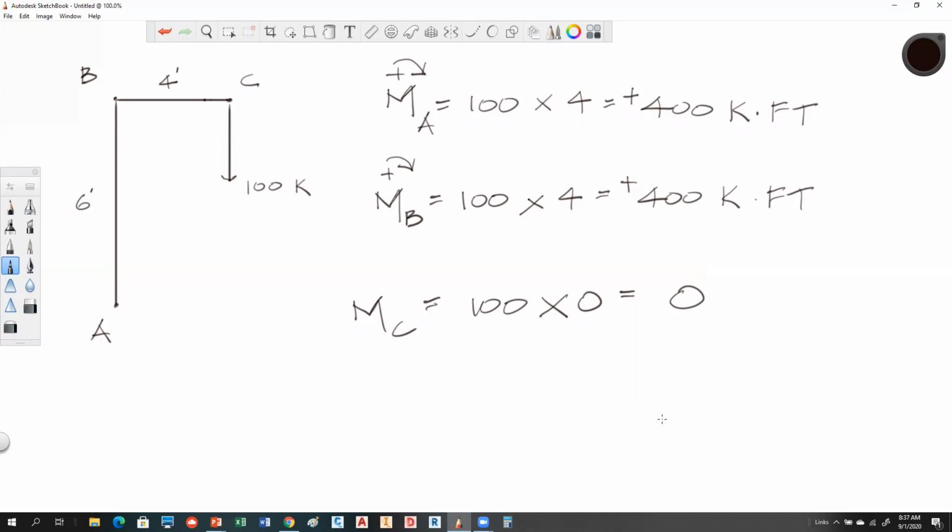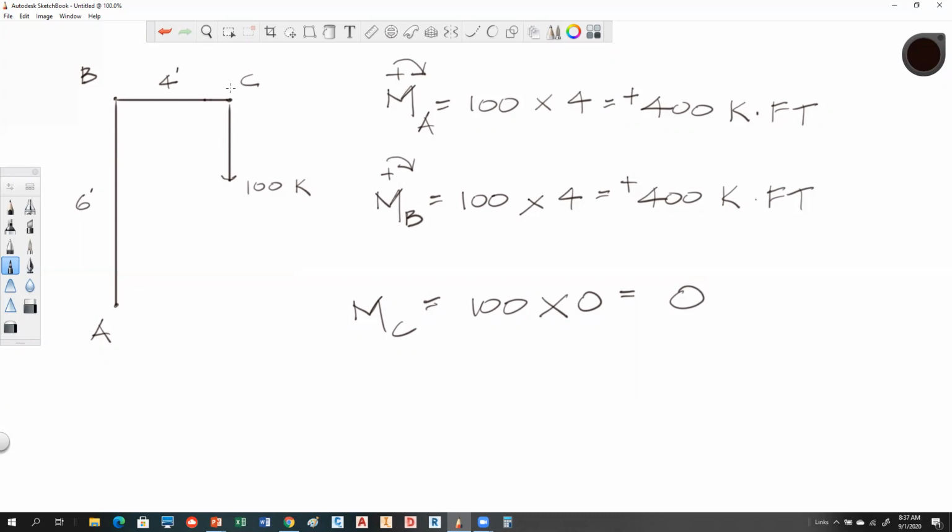Sure. Which part? With C. Because if I'm taking moments at C, notice that the line of action of the force is coming through C. So there is no distance.